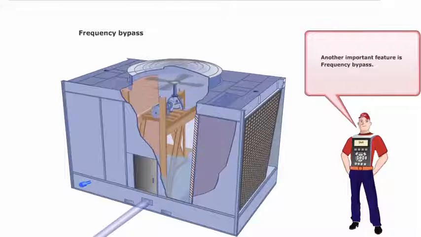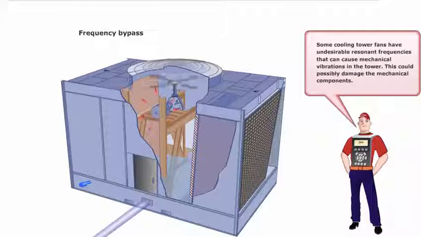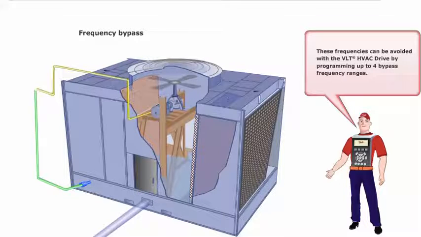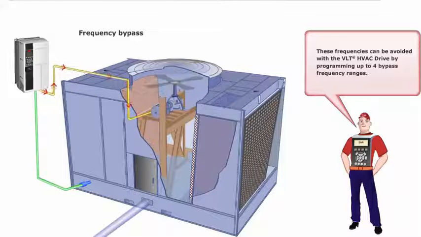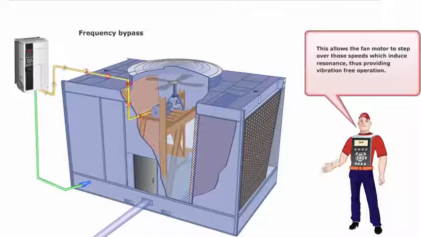Another important feature is frequency bypass. Some cooling tower fans have undesirable resonant frequencies that can cause mechanical vibrations in the tower. This could possibly damage the mechanical components. These frequencies can be avoided with the VLT HVAC drive by programming up to 4 bypass frequency ranges. This allows the fan motor to step over those speeds which induce resonance, thus providing vibration-free operation.